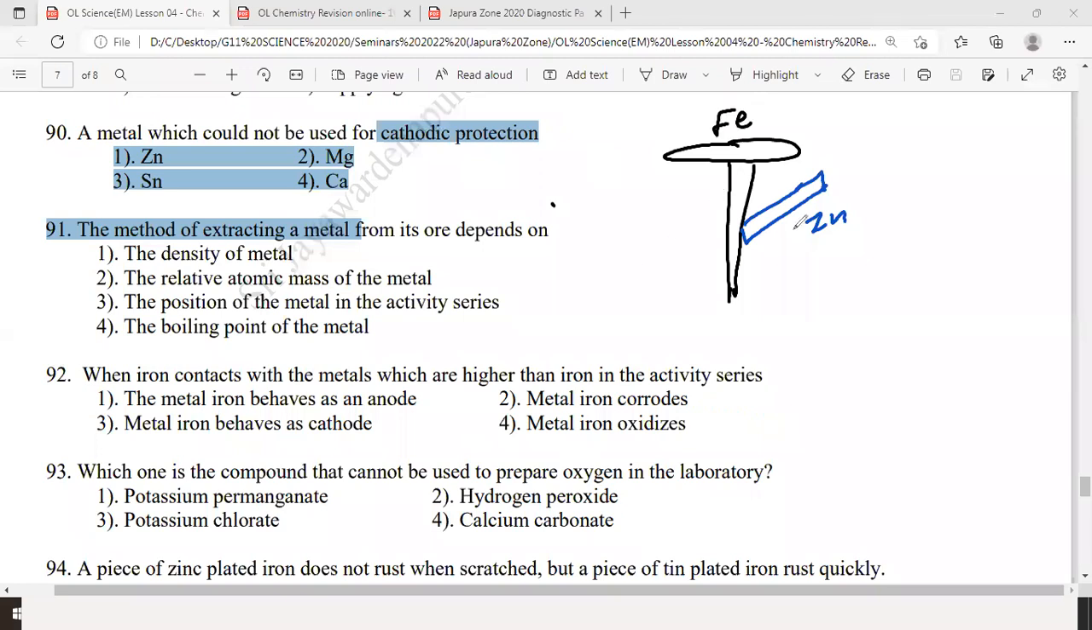This is again grade 11 chemistry. Sometimes you might not have done it, but anyway, I'll explain. The last 10 MCQs we will finish, then this paper is over, then we can start the new paper. Zinc is more reactive than iron.